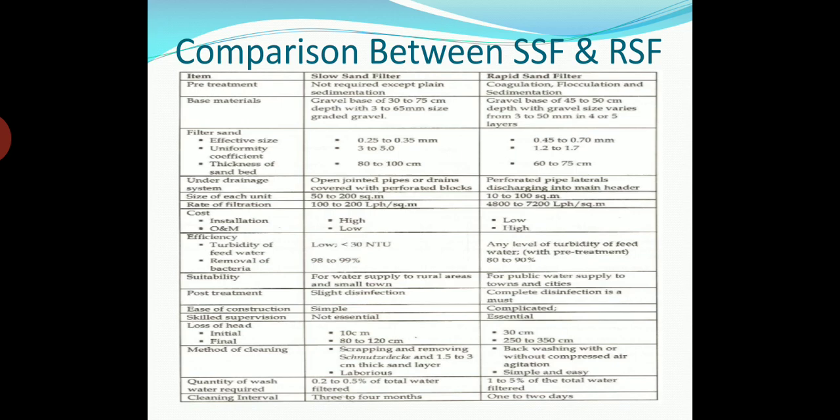Next we have the comparison between slow sand filter and rapid sand filter. There are a number of points, you can go through it. What is the major difference between slow sand filter and rapid sand filter? How the base material is provided, which type of base material, what filter media you are using, what is the effective size of the base material. All can be seen over there. How you clean it, whether its efficiency is good or not, how much turbidity can be removed, all those differences are put. You can go through the comparison between slow sand filter and rapid sand filter.